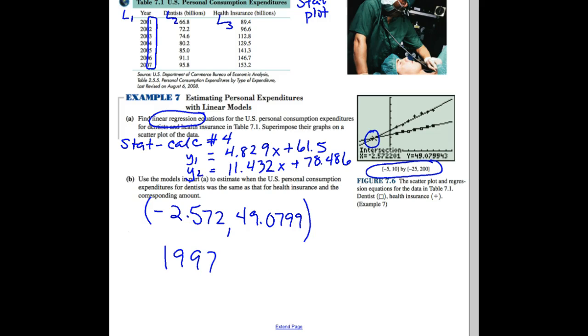Okay. And what was the personal consumption expenditures where they were the same? 49. What unit would you put on that? Look at your chart. Your numbers are in billions. So they are going to have $49 billion for both dentists and health insurance. Okay? Questions about that one?